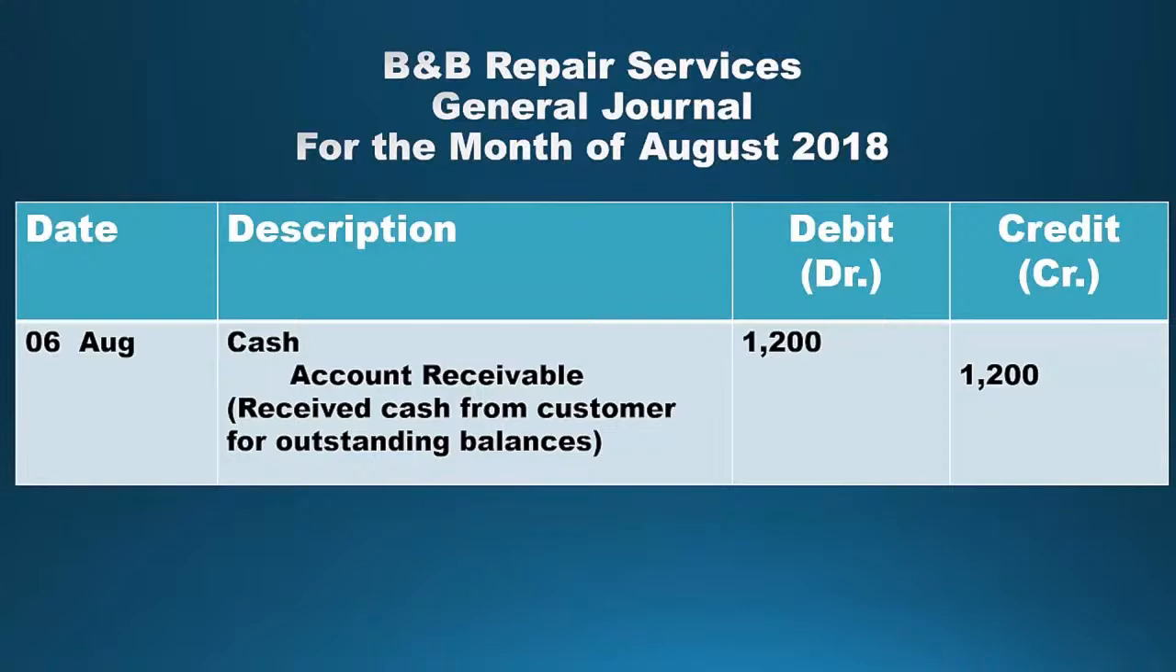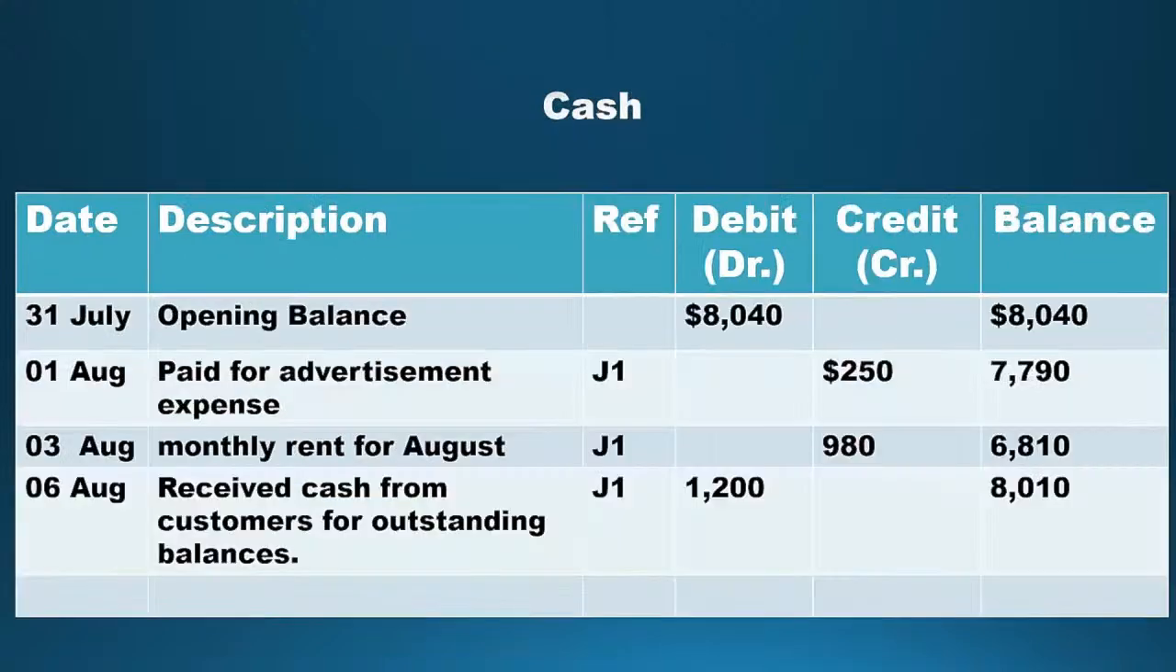This tells us that the company received payment from customers who previously owed money, so we need to update both the cash and accounts receivable ledgers. Posting to the ledgers. Cash ledger. 1. Date. Write the date, August 6. This helps us keep track of when the transaction occurred.